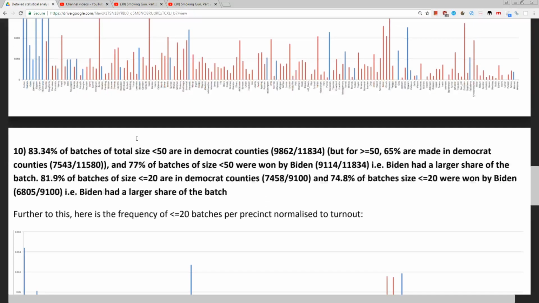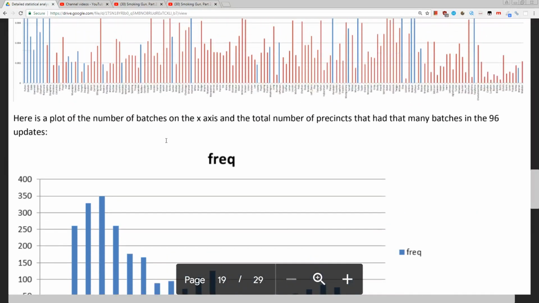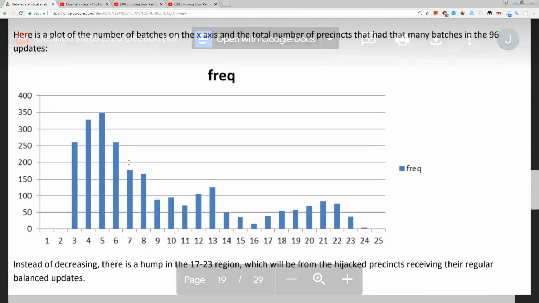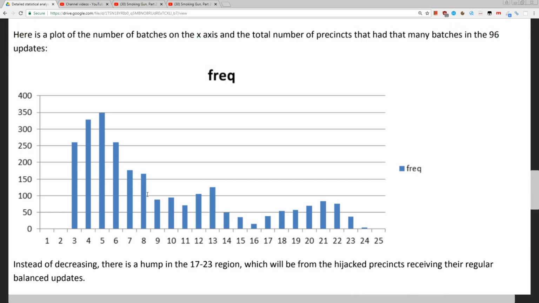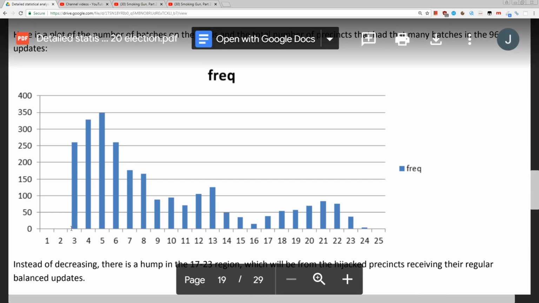Because now here's the thing. When you look at the frequency of updates that are made, the mode is going to be 3 or 4 updates per precinct, because here you have the number of precincts out of 2656, and then the number of updates made per precinct. So as you can see here, the precincts that made 3 updates were 250. Now 3 updates is a change to election day, early, and absentee.